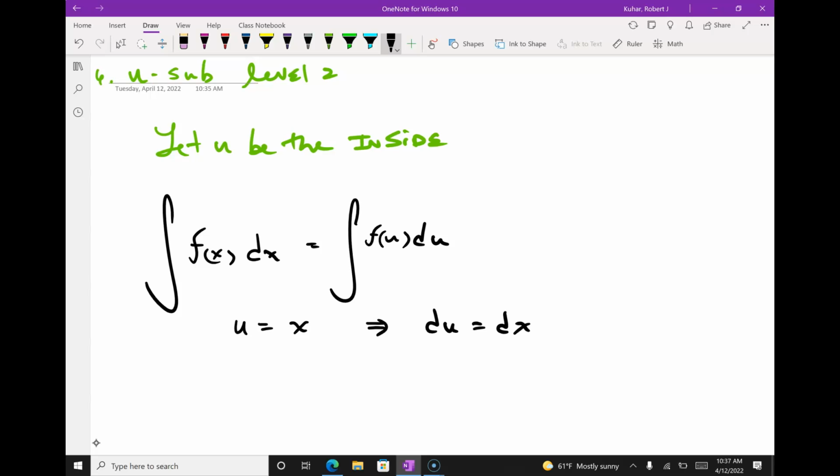I like this function f of u because it sounds like I'm cursing a little bit, right? F of u. In Italian, maybe. I'm getting in trouble for that.